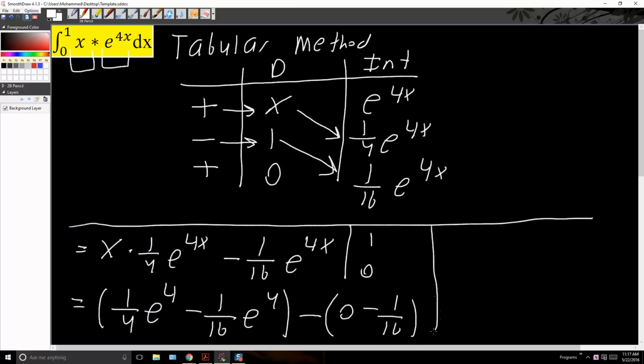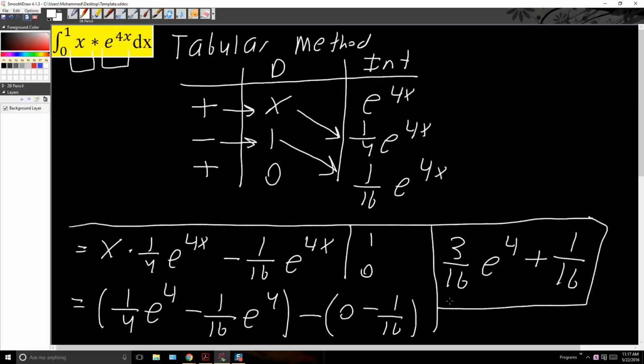And now we combine these two terms. So if we get a common denominator of 16, we get 4 over 16. So that would produce 3 over 16 e to the 4. And simply minus minus becomes positive. So positive 1/16. And this is our final answer. And that's all we need to do.